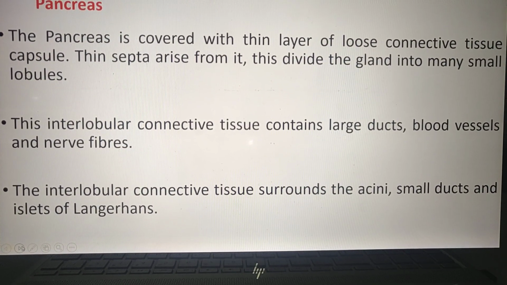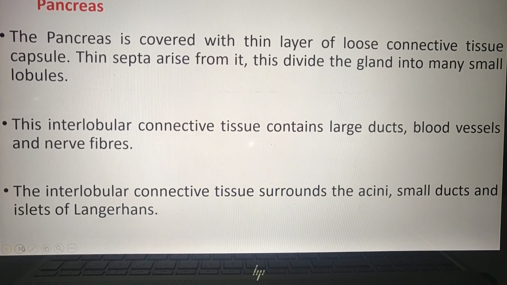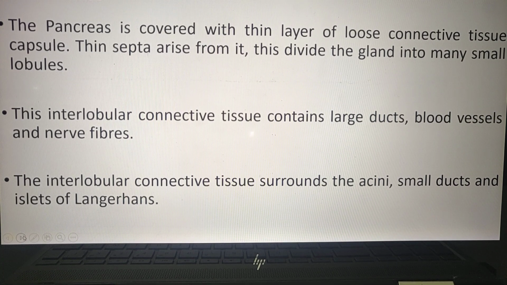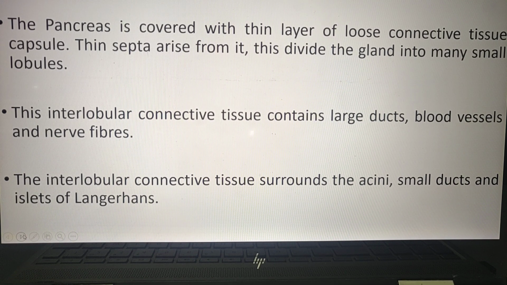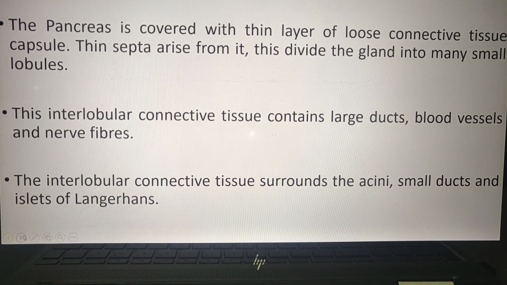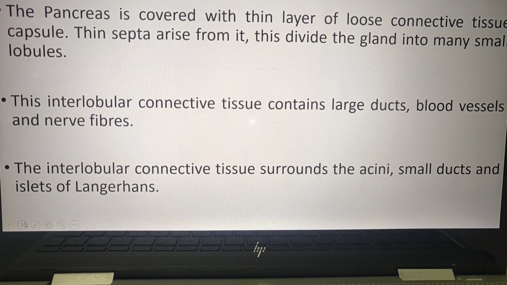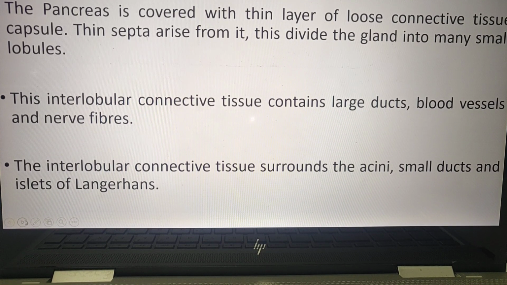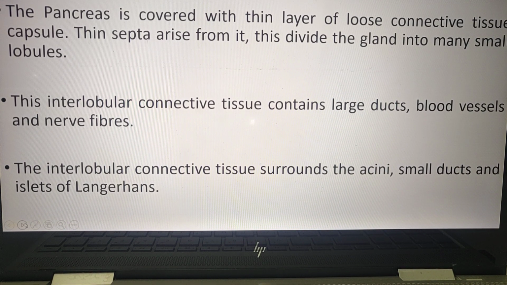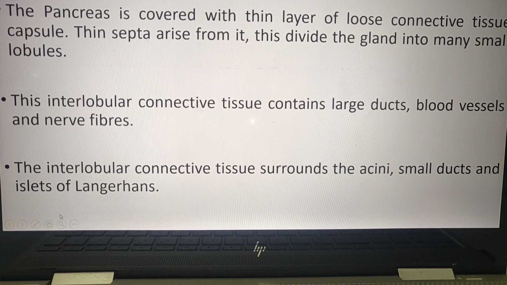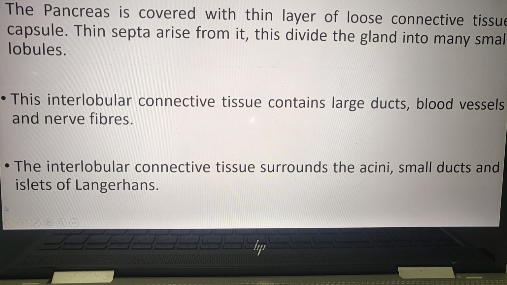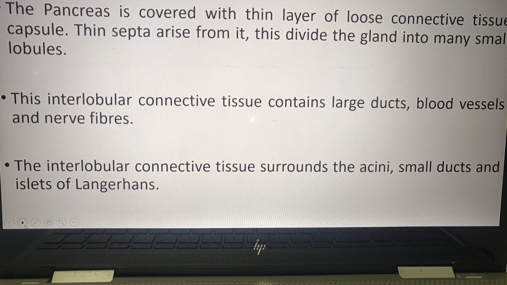The pancreas is covered with a thin layer of loose connective tissue capsule, and from this capsule thin septa arise and divide the gland into small lobules. This interlobular connective tissue contains the large ducts, blood vessels and nerve fibers, and surrounds the acini, small ducts and islets of Langerhans.